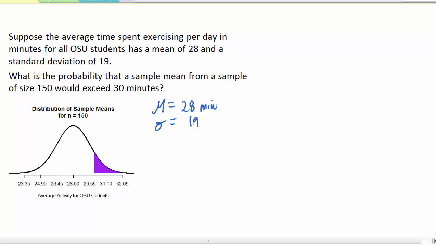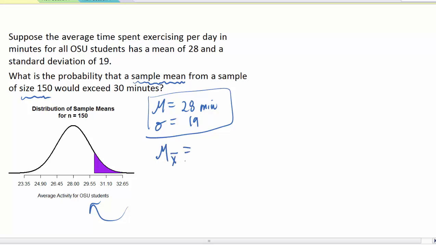So here's the deal, now we're talking about a sample mean from a sample size of 150, which means that we no longer are talking about the population distribution. We're talking about the distribution of sample means. So for a sample size of 150, the mean of our sampling distribution is still going to be equal to mu. This is equal to 28 by the central limit theorem.